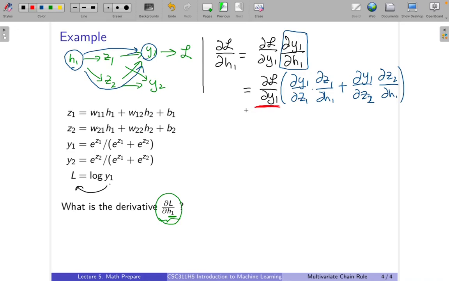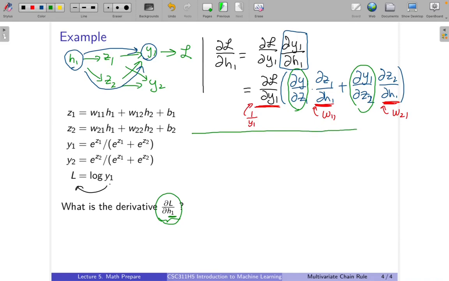This first derivative looks pretty straightforward. L is log of y1, so the derivative of L with respect to y1 is just 1 over y1. These two terms, W11 and W21, are also fairly straightforward. We can just read them off directly. It's really these two remaining terms that are a little bit more involved, so let's look at those fairly carefully.